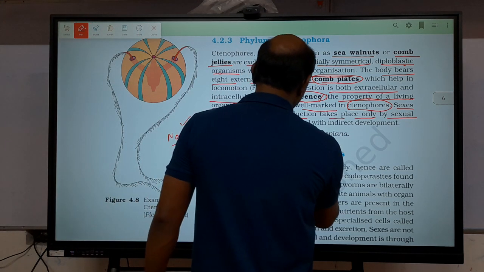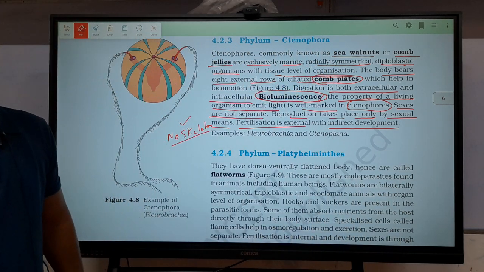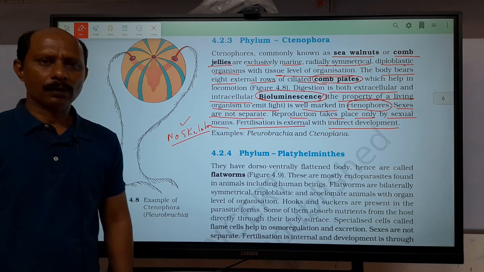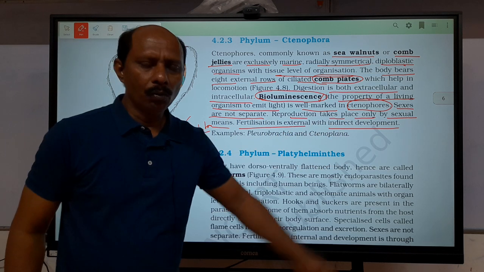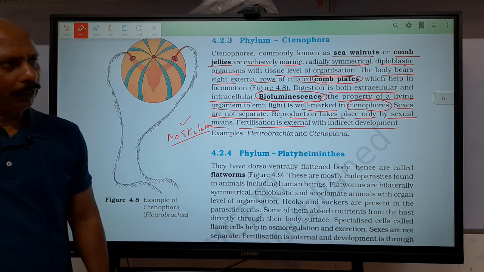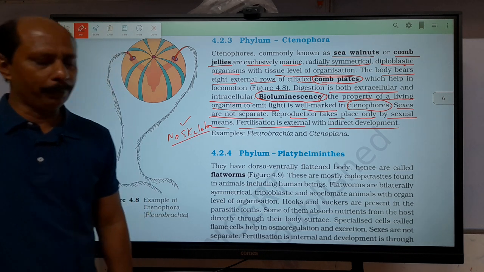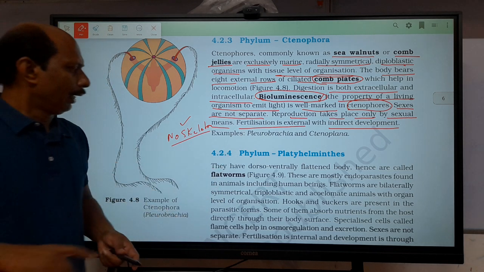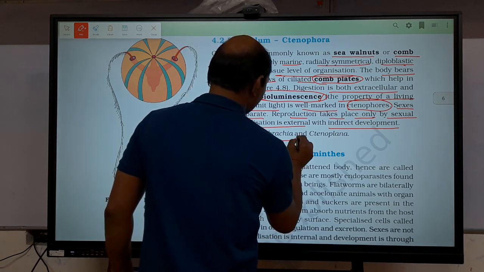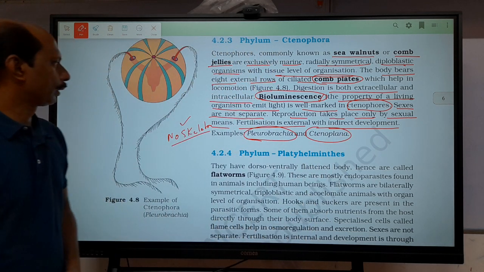Fertilization is external with indirect development. That means one larval stage is present, and this larva is called cydippid. The name of the larva is cydippid. Examples given here are Pleurobrachia or Ctenoplana.